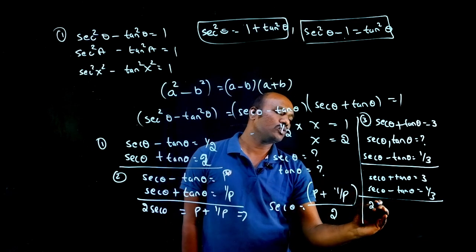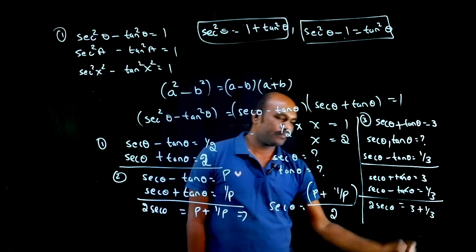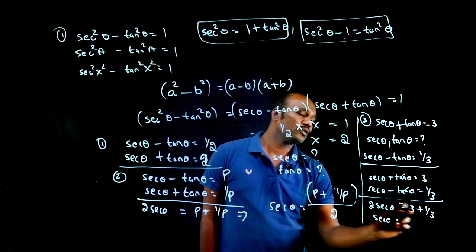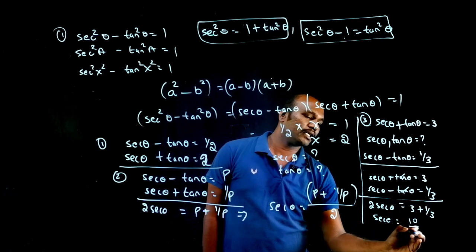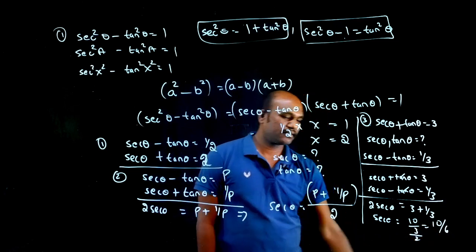Secant theta plus secant theta is 2 secant theta. Tan theta gets cancelled. 3 plus 1 by 3. So 2 secant theta is equal to 3 plus 1 by 3, which is 10 by 3. So secant theta is 10 by 6.